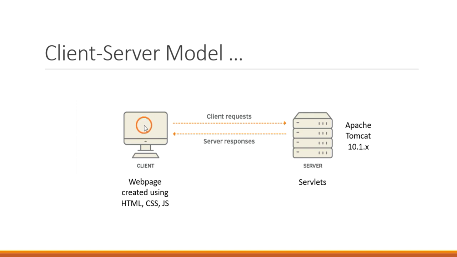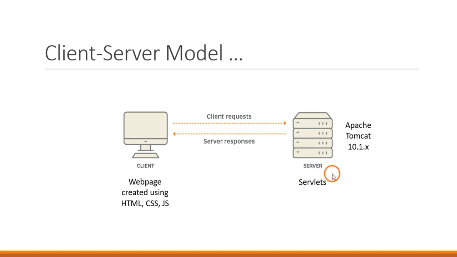Whatever technologies are used for displaying the web pages, for example HTML, CSS and JavaScript, are the major technologies used to create the web pages which the client will see. This is also called the front end. Whatever the client is seeing on their machine is called the front end, and these are examples of front end technologies: HTML, CSS, and JavaScript.